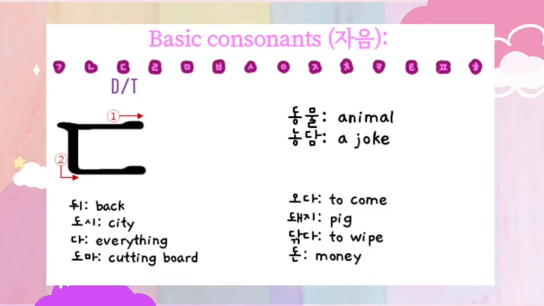For example, dwi, back, 도시, city, 다, everything, 다 좋아요. I like everything. 토막, catching board, 동물, animal, 논담, a joke, 우다, to come, 돼지, pig, 닦다, to wipe, 돈, money. As you can see, sometimes it's more like the D, sometimes it's more like the T.